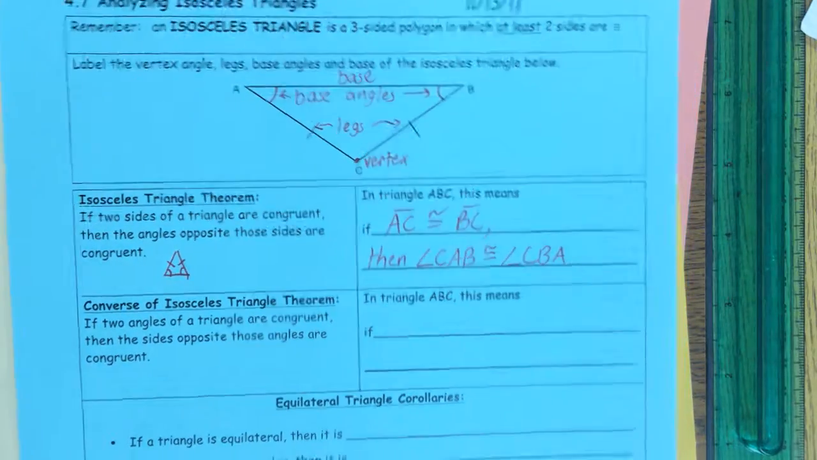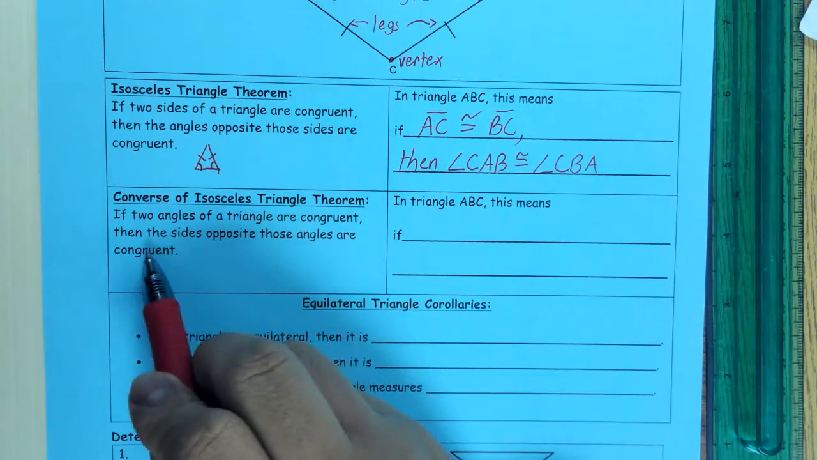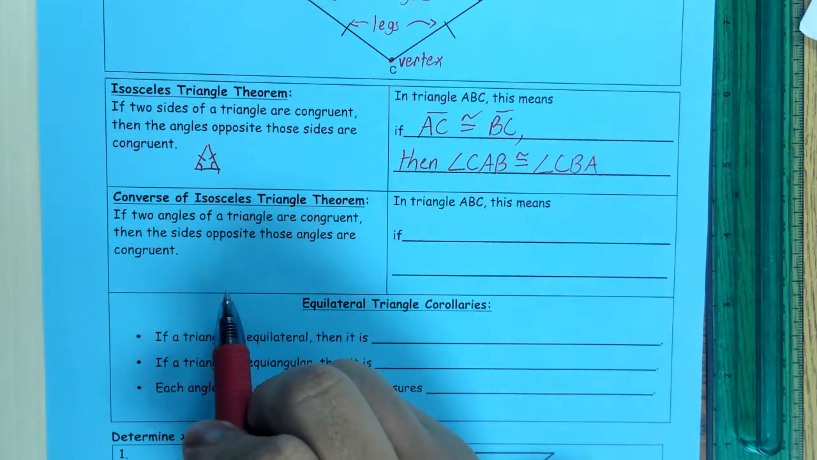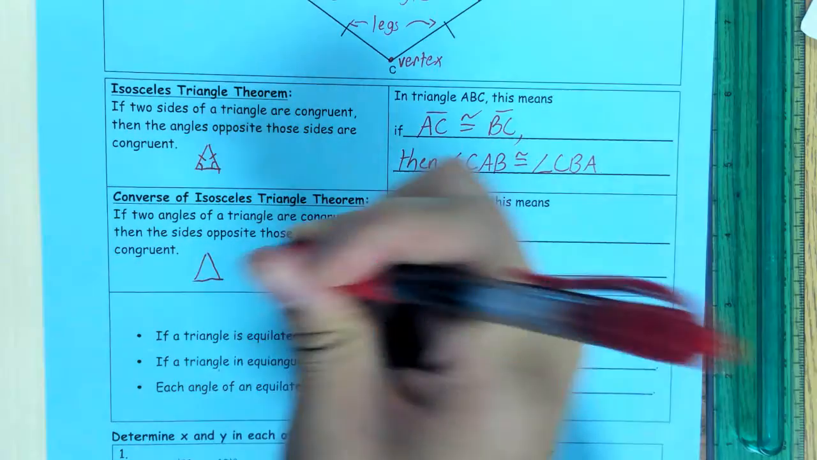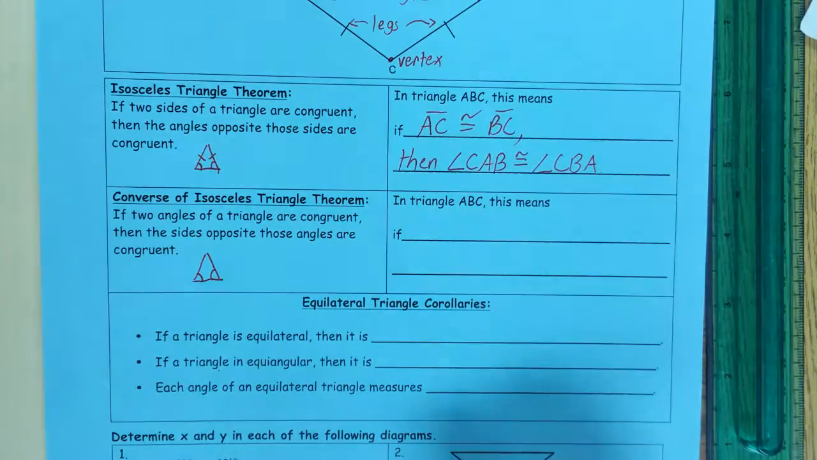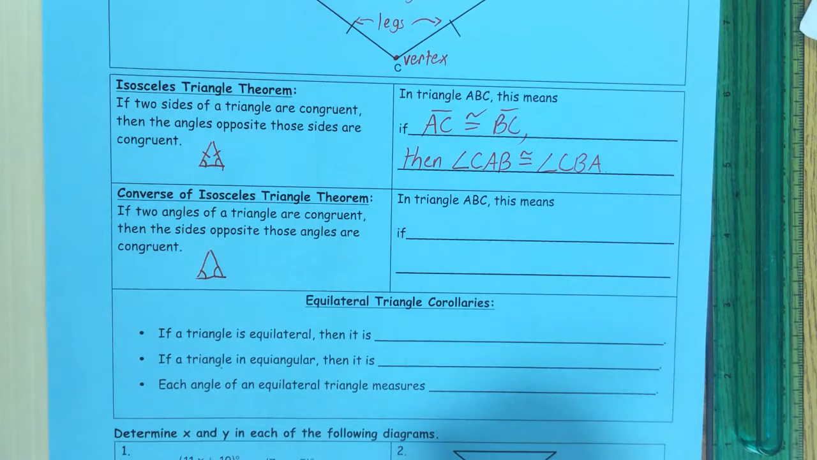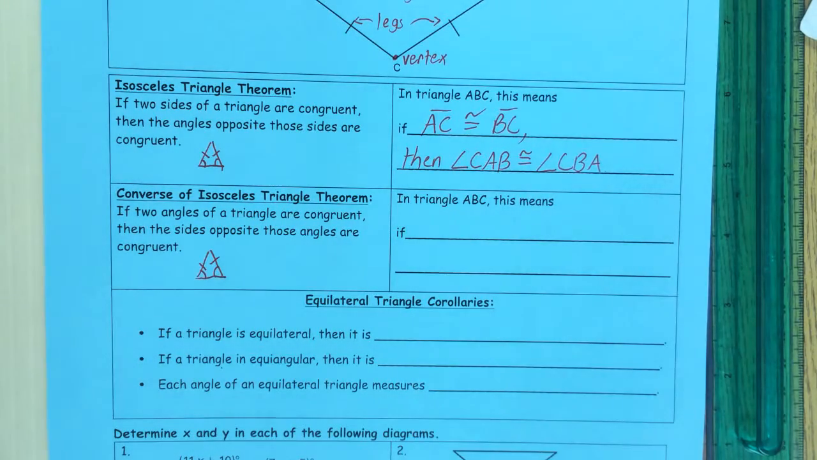Now the converse of that is true. If two angles of a triangle are congruent, then the sides opposite those angles are congruent. If you are given a triangle and the only bit of information they told you is that these two angles are the same, nothing else, because it's a triangle with two angles that are congruent, that means these two sides have to be congruent.